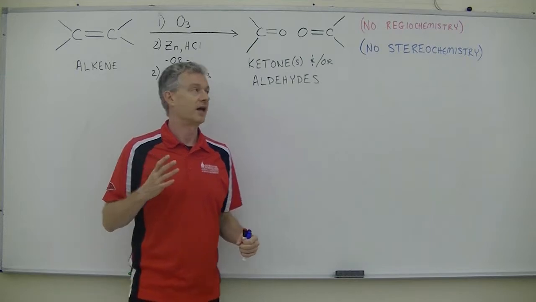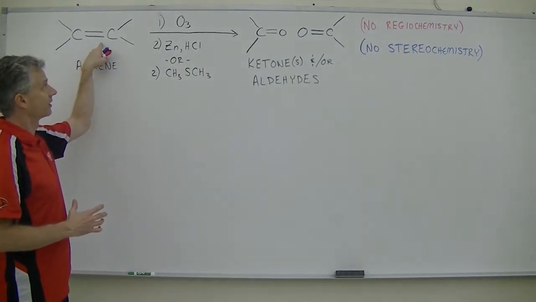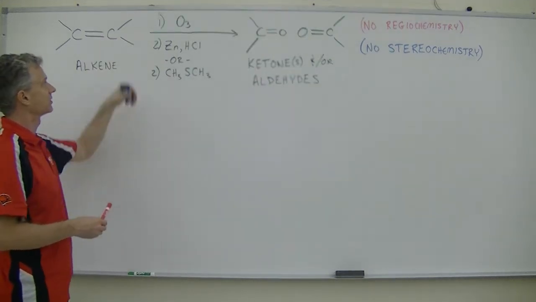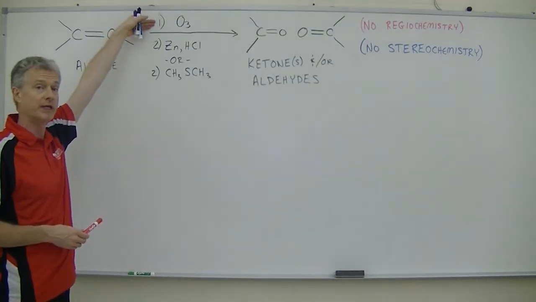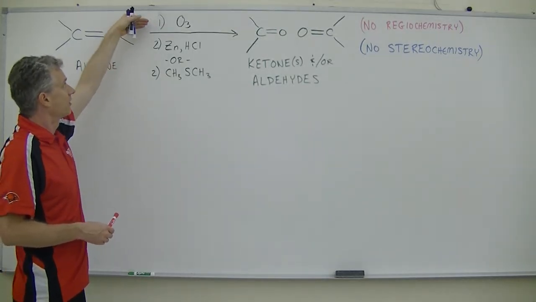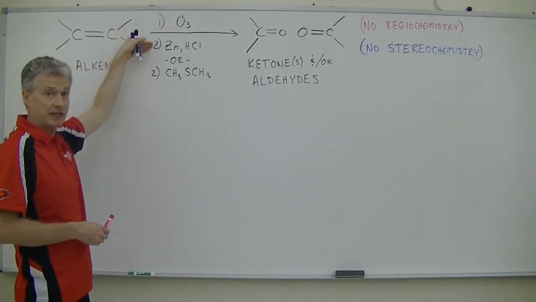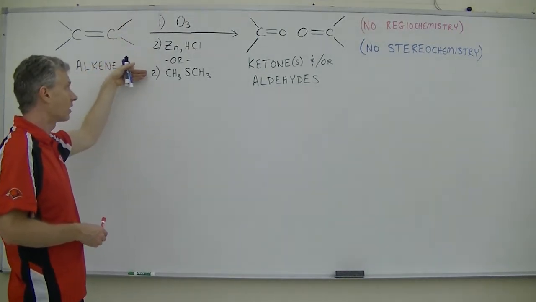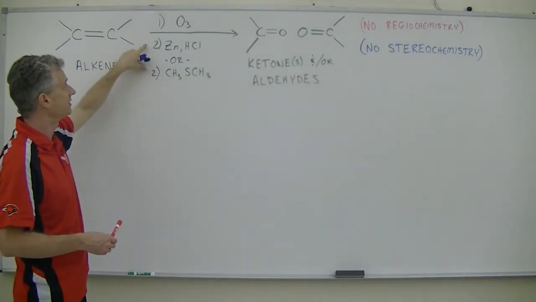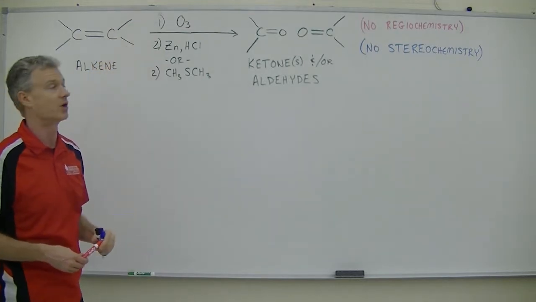Ozonolysis is an oxidative cleavage reaction involving an alkene. What we do in this reaction is use ozone, or O3, the other elemental form of oxygen, in the first step of the reaction, and then follow it up with either zinc and hydrochloric acid or an alternative, dimethyl sulfide. Either of these could be a second step at the end. The first step is always ozone.